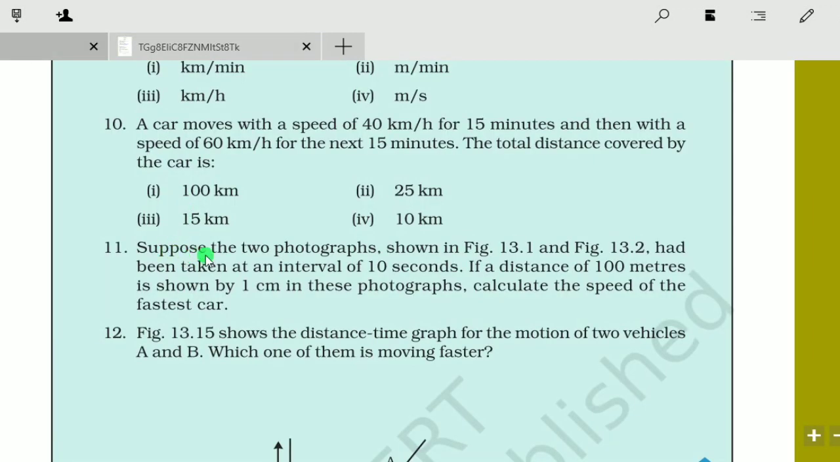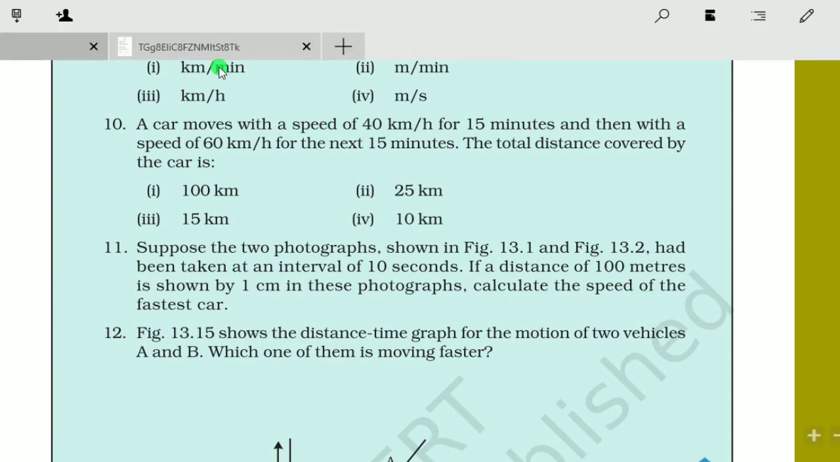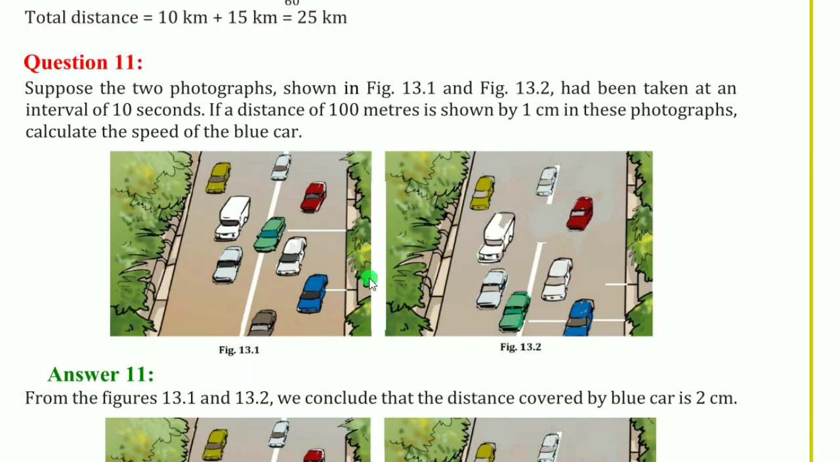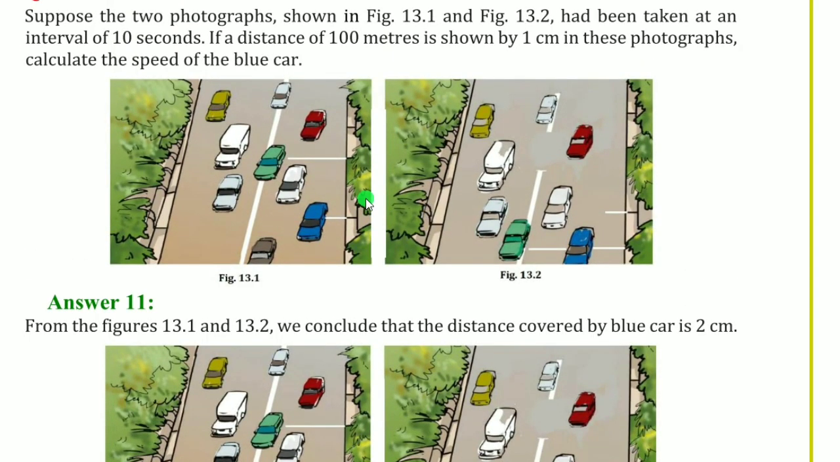Now question number 11. Suppose the two photographs shown in figure 13.1 and 13.2 had been taken at an interval of 10 seconds. If a distance of 100 meters is shown by 1 centimeter in this photograph, calculate the speed of the fastest car. Okay, now we are going to the answers. So suppose the two photographs were taken at an interval of 10 seconds. If 100 meters is shown as 1 centimeter, then what will be the speed of the fastest car?